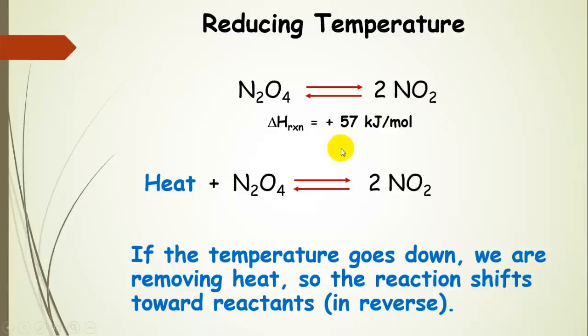Okay, so let's go ahead and set it up the same way. So now delta H is positive, so that means heat is a reactant. So if we write out our reaction the same way that we did before, and we decrease the temperature, that means we're removing reactant, and so the reaction is going to shift toward reactants. We removed reactant, so the system is going to try to replace it by shifting toward reactants.